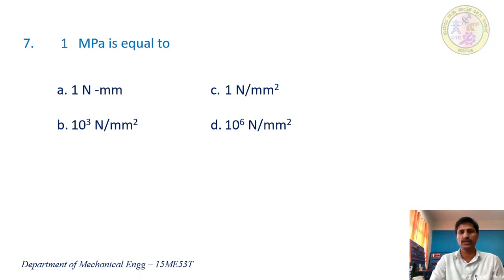Next is, 1 MPa is equal to. Answers are 1 Newton millimeters, 10 raised to 3 Newton per millimeter square, 1 Newton per millimeter square, 10 raised to 6 Newton per mm square. Please give your answer. The right answer is 1 Newton per millimeter square.